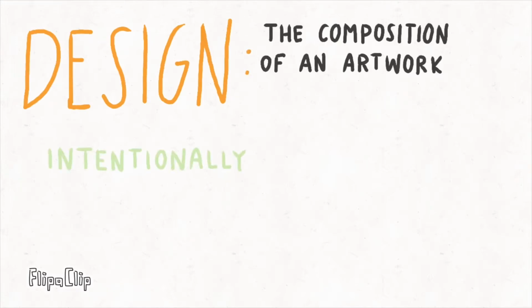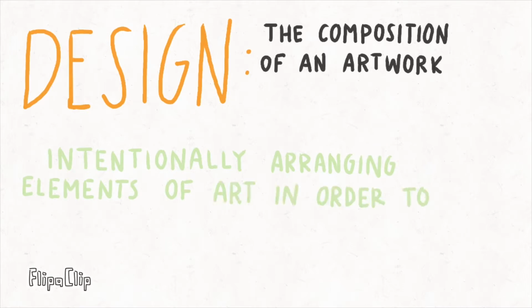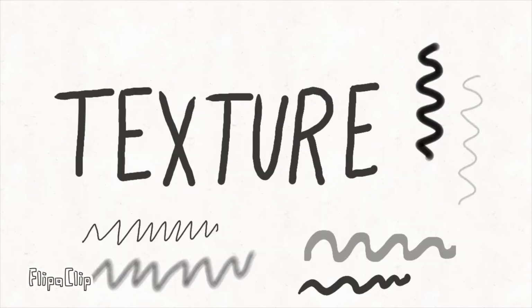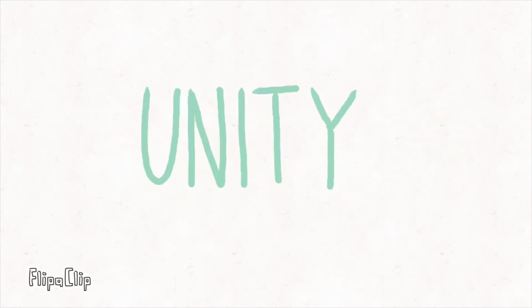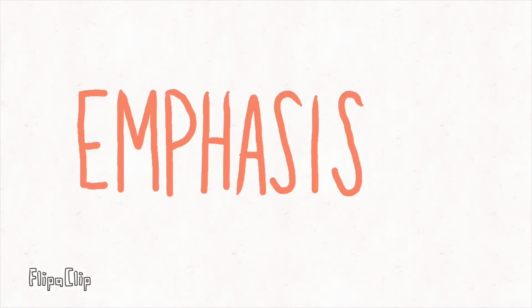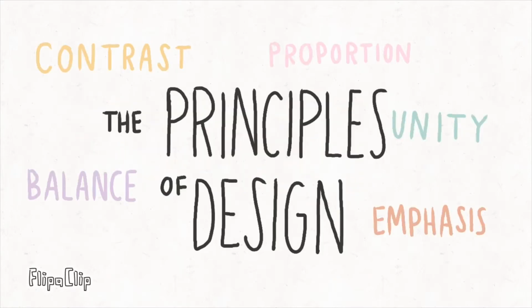You will all be intentionally arranging elements of art in order to create a composition. Elements such as color, value, texture, shape, and line will all be applied to these drawings. All of those elements play a role in design. With the use of those elements, you can play with contrast, proportion, unity, balance, and emphasis. These are the principles of design.